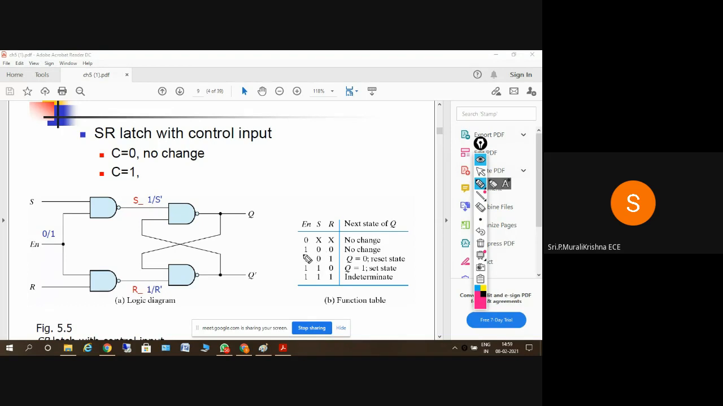When enable is equal to 1, if it is 0 0, there is no change in the state. So we know this, right? If enable is equal to 1 and it is 0 1, it is called a reset state, so Q will be equal to 0 and Q bar is equal to 1. And if it is 1 0, then Q is equal to 1 and Q bar is equal to 0. So when it is 1 1, it is an indeterminate state or forbidden state. It's not possible there. So that is the functional table. You can take that.